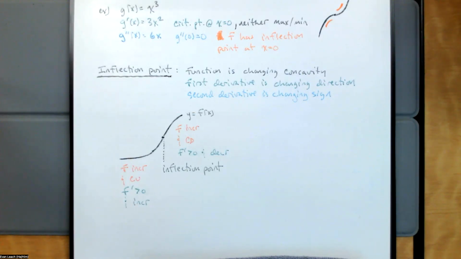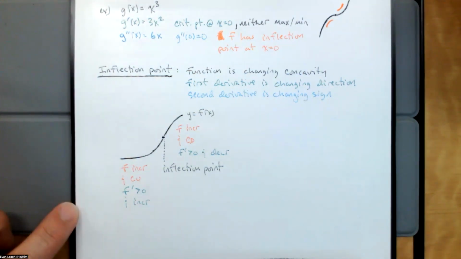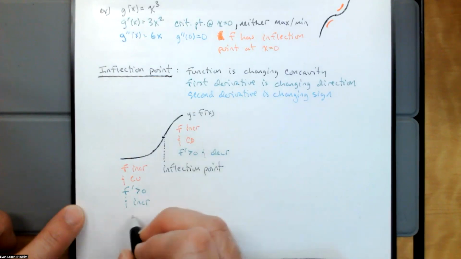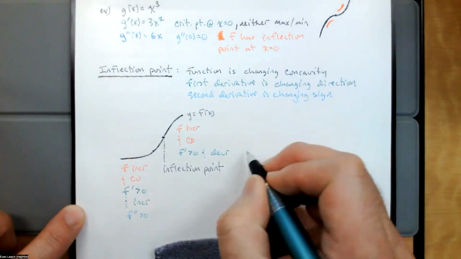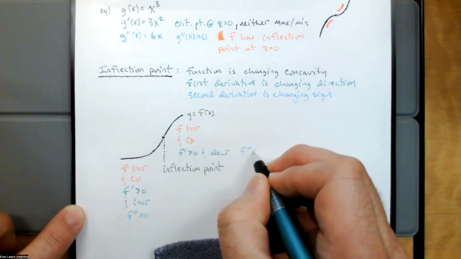On the left, f prime is positive and increasing. On the right, f prime is positive and decreasing. On the left, f double prime is positive. On the right, f double prime is negative.